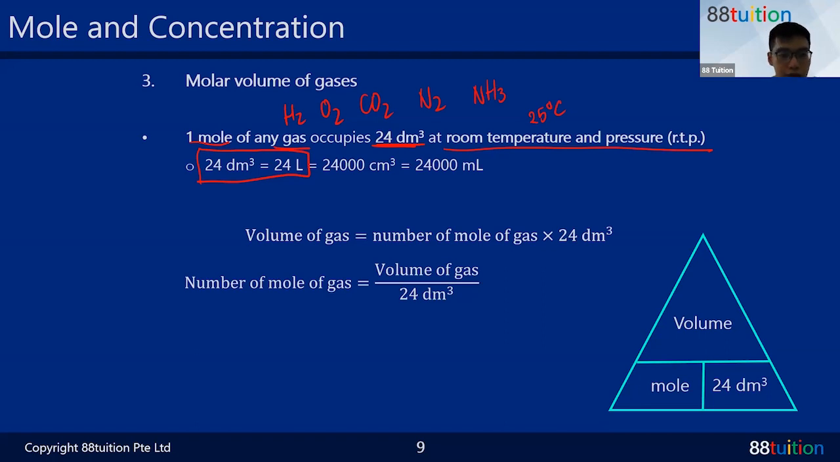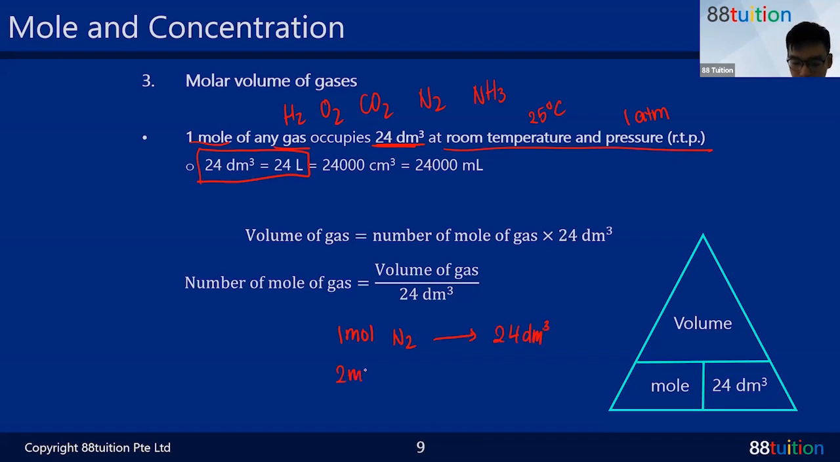So you don't purposely go and squeeze the air. If you squeeze the air, then you occupy less volume. So this one is 1 atmospheric pressure, our usual pressure around us. Which means if I have 1 mole of nitrogen gas, for example, it will confirm occupy 24 dm cube.